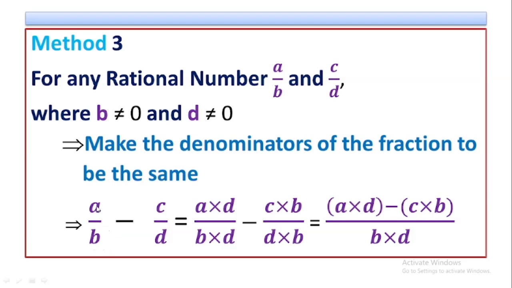For example, look at a over b. If we multiply a over b by d, we get a times d over b times d. Here also, c over d, multiply c by b and d by b. Finally, we make the denominators to be what?